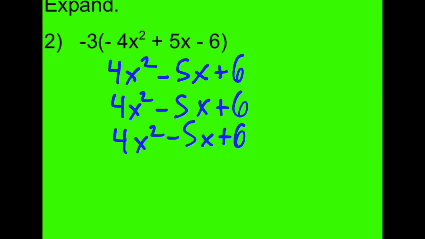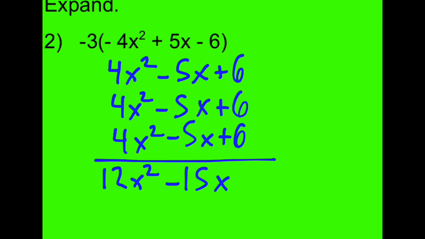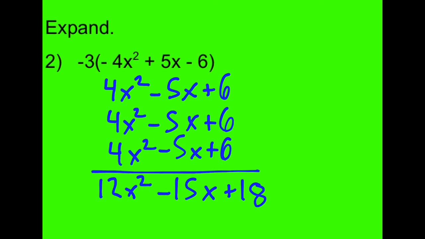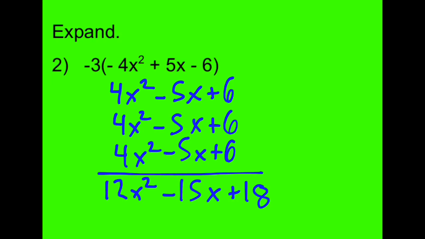And then you combine all those common like terms. 4 plus 4 plus 4 is 12x squared. And negative 5, negative 5, negative 5 is negative 15x. And positive 6, positive 6, positive 6 is positive 18. And that's as far as we can take that because those are all different variable parts. None of these variable parts can be combined. They're all different. We can't even combine the x squared with the x. Those are different variable parts.